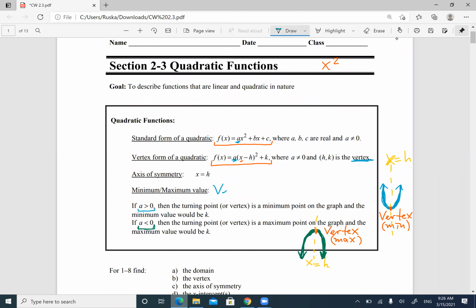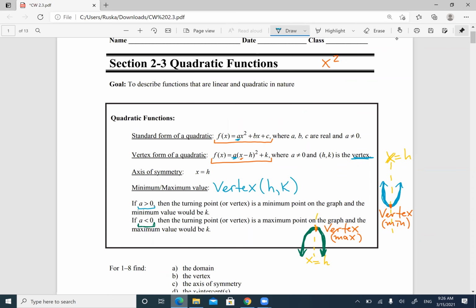So the vertex is the minimum or the maximum, and the vertex has coordinates h and k. Okay, so this is how the quadratic function looks like. Any questions so far?